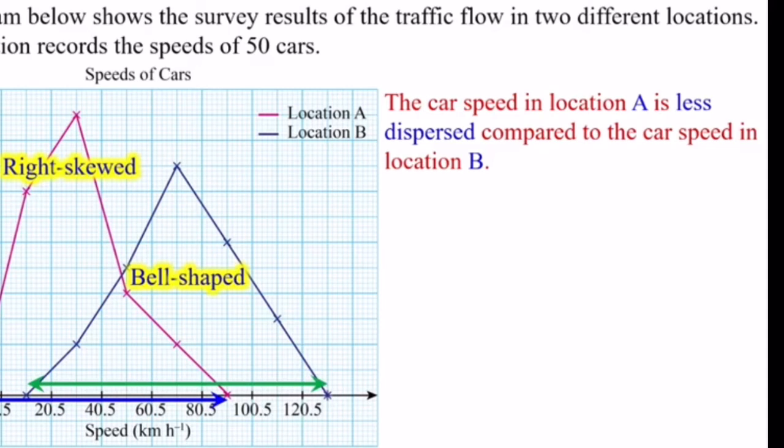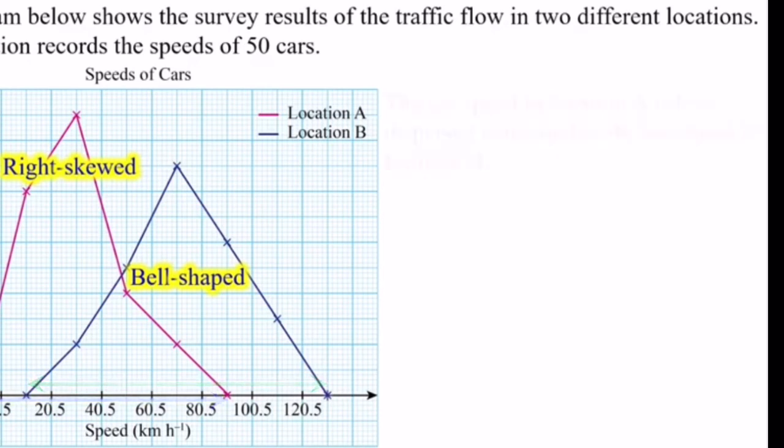So you must do the comparison by using the terms: the car speed in location A. Location A is less dispersed compared to the car speed in location B. See or not? The terms are very important. So make sure you write precisely. The car speed in location A is less dispersed compared to the car speed in location B. Right, we have completed the comparison between the car speeds.